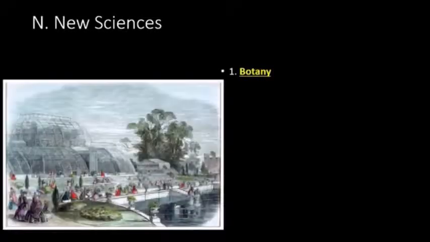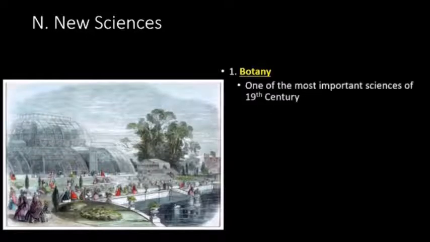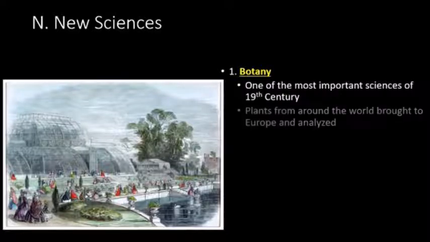Okay, now I want to move into some new scientific advancements that occurred in this time period because of imperialism. One of the biggest sciences of imperialism was botany. Botany is just the study of plants. Here you see the Kew Garden in London. It was a very massive display, guys, of flora from all over the world. It's one of the most important sciences of the 19th century.